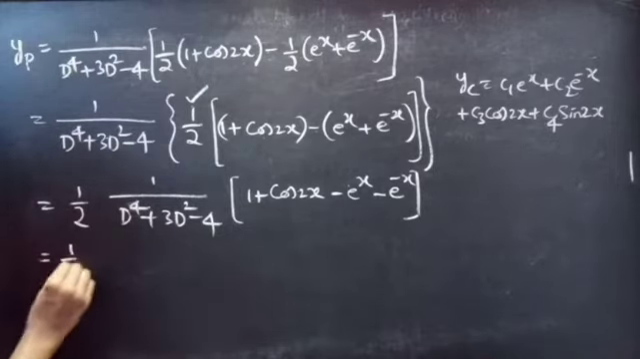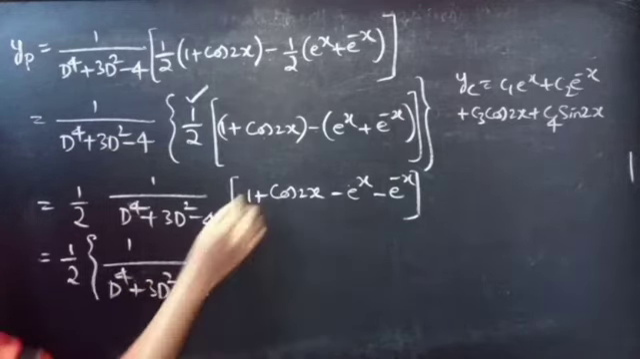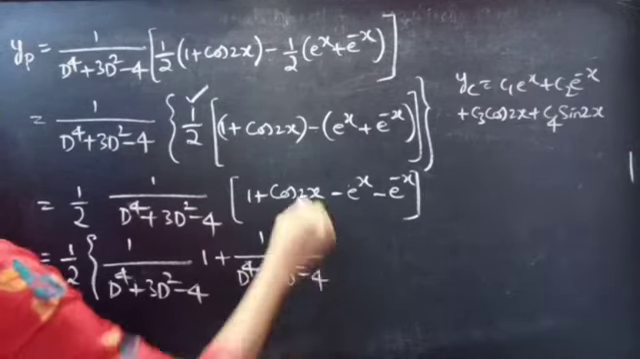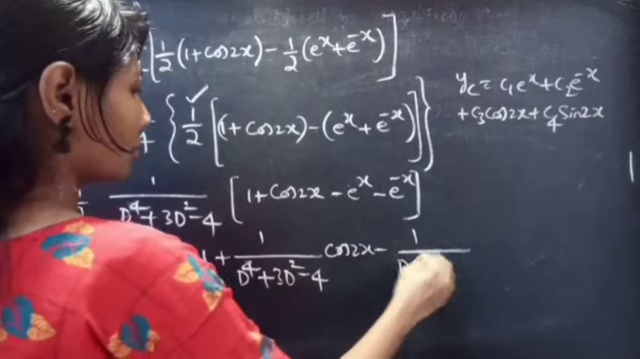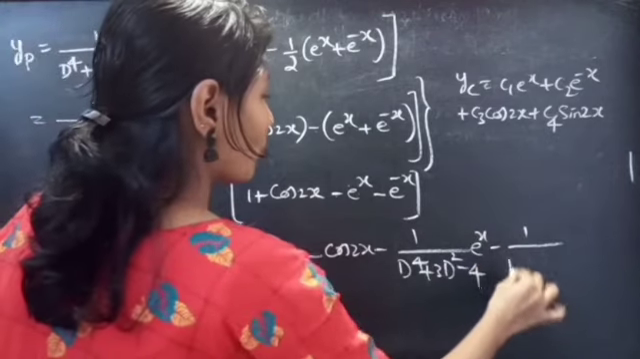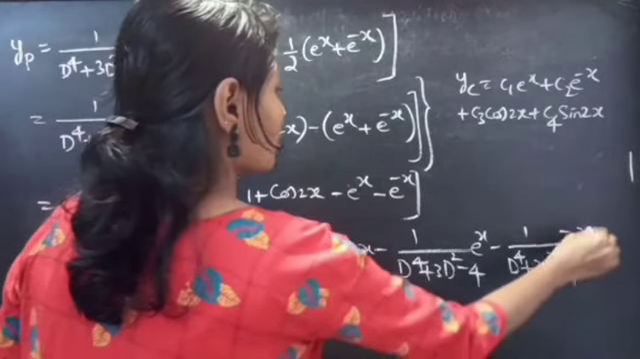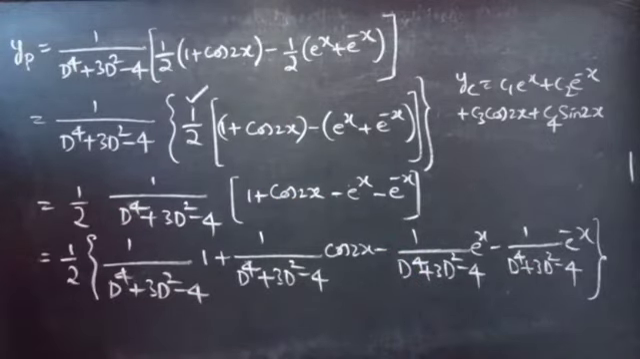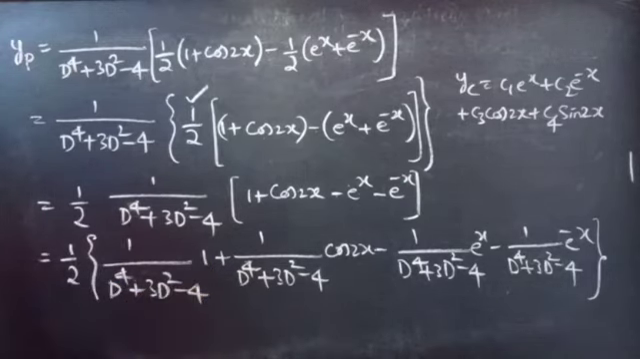Again, we can write it as 1 by 2 into 1 by f of D into 1, plus 1 by f of D into the second term cos 2x, minus 1 by f of D into e power x, minus 1 by f of D power 4 plus 3D square minus 4 into e power minus x. Right? Now, in the first term, if you notice, you're having 1 by f of D into 1, a constant. So, you can write this constant as e power 0x.